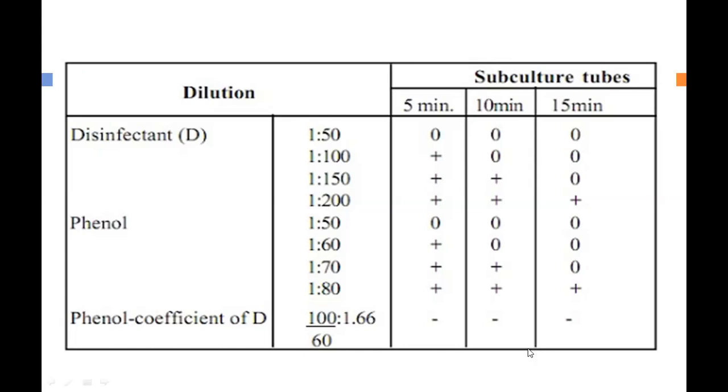If the value of phenol coefficient is higher than 1, more than 1, that means the disinfectant here is more efficient than phenol. If this value is below 1, lesser than 1, then you say the test disinfectant is less efficient than phenol. And if the value is exactly 1, that means the test disinfectant is equally efficient as phenol. That is the interpretation of phenol coefficient test.